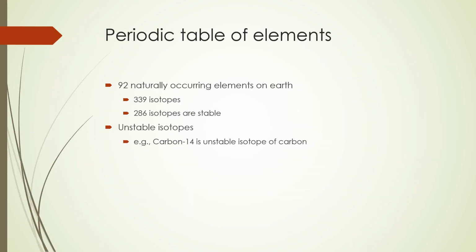There are 92 naturally occurring elements on Earth. If you include neptunium and plutonium, then you have 94. Elements with atomic number larger than 83 are naturally unstable. These 92 naturally occurring elements have a total of 339 isotopes. Of these, 286 isotopes are stable. The remaining are unstable. We shall later see that unstable isotopes of an element decay to a more stable state by a process called radioactive decay. For example, carbon-14 is an unstable or radioactive isotope of carbon-12.